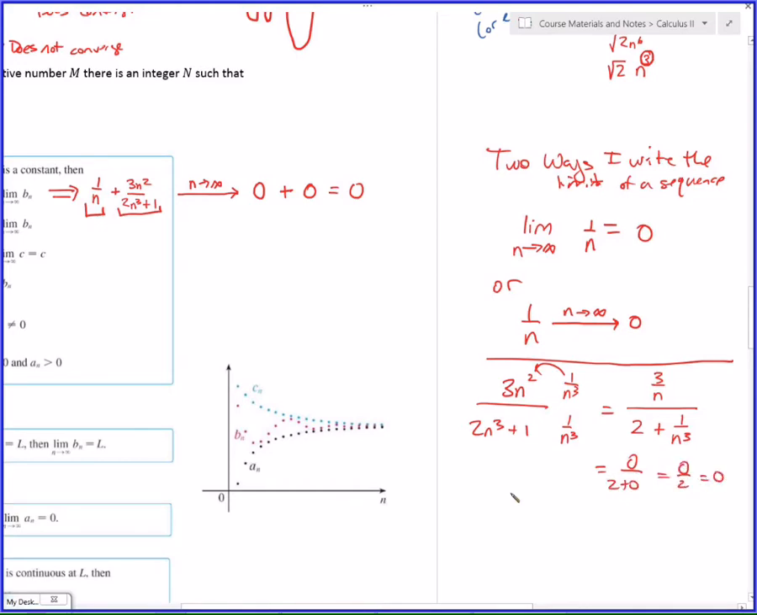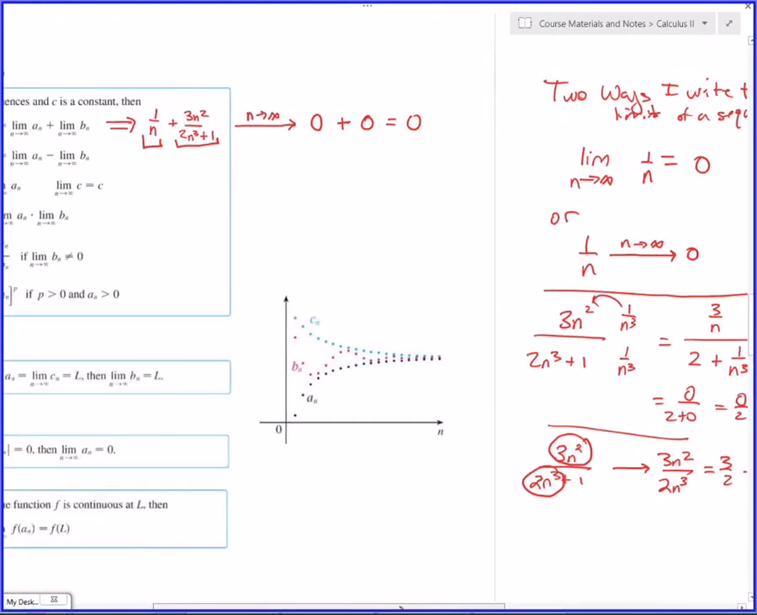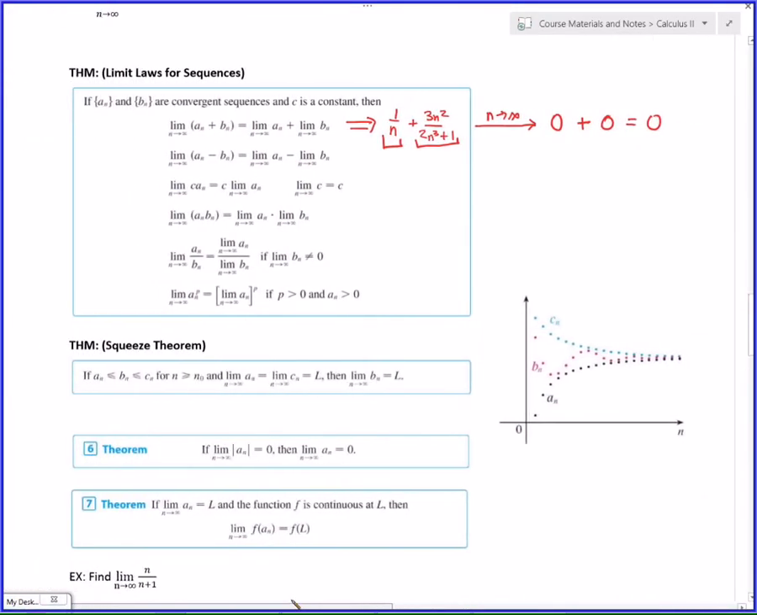That's another way. Some teachers will just have you identify which are the biggest things on top and bottom, right? So this and this, okay? So this approaches 3n squared over 2n cubed, and then you reduce that, you get 3 halves times 1 over n, which goes to 0. I like Bobo Button. I'm just showing you some of the alternatives. It's a new one to try, is this Bobo Button.